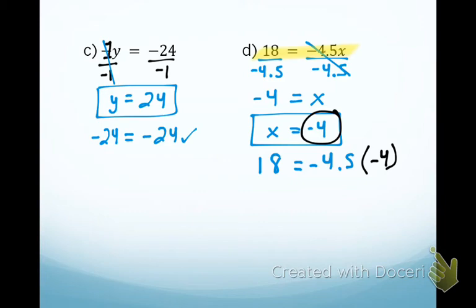Okay, so now you can see, drop down your 18 equals, and then I want you to go ahead and put this into your calculators. Negative 4.5 times negative 4, and when you do that, you will see that your answer is 18. So it does check out. 18 equals 18. Give yourself a mini check mark.